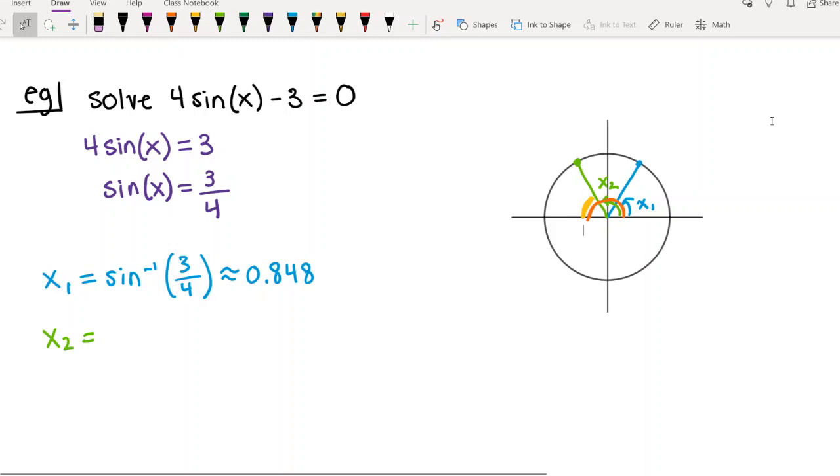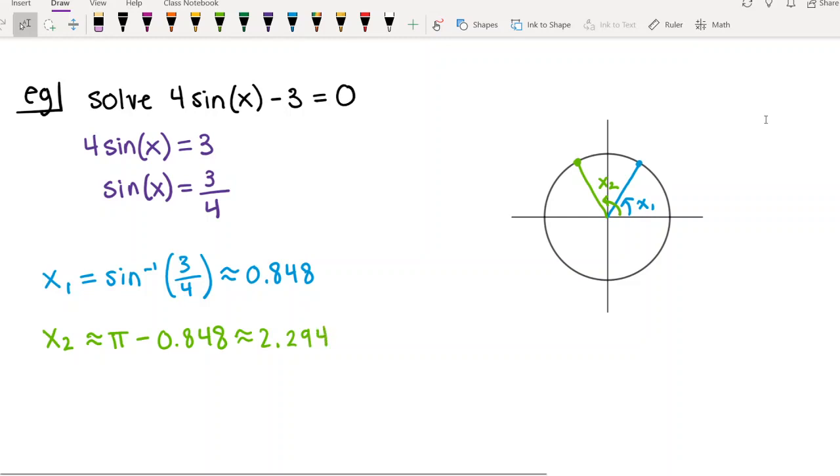And so if we do the orange minus the yellow, we're left with the green. So we want to do pi minus, and I guess I should say approximately because we already rounded something. So pi minus 0.848. And that gives us 2.294 radians.